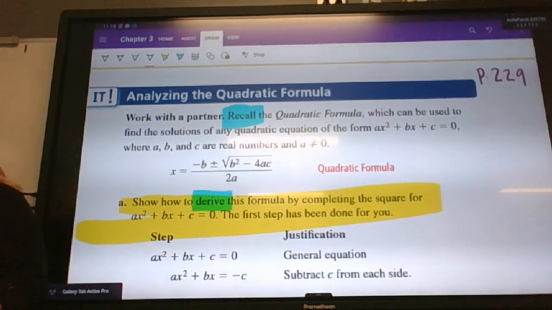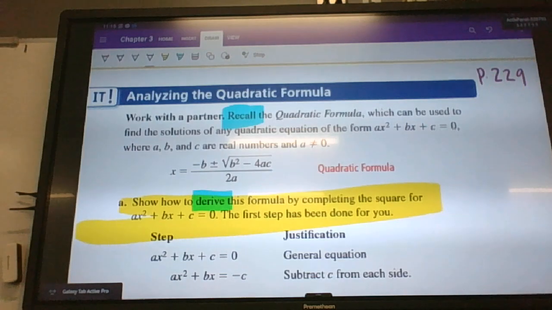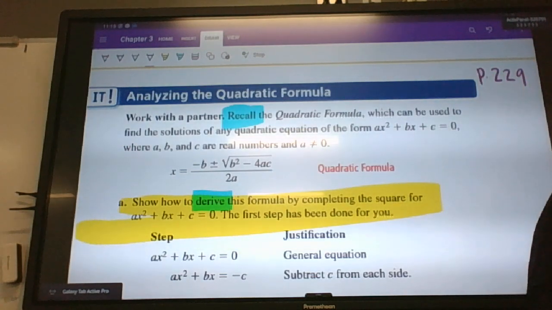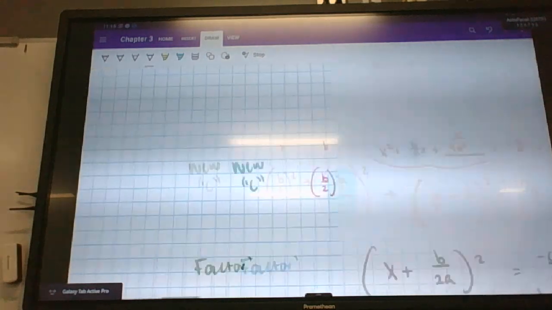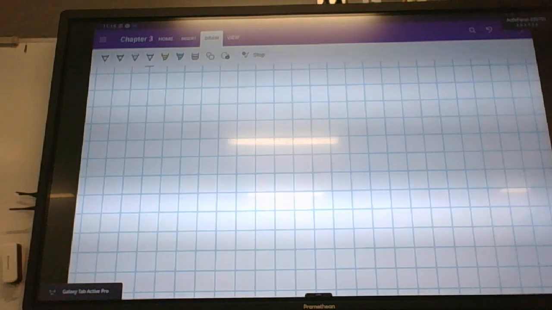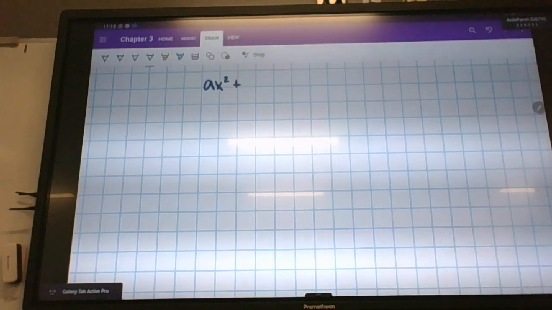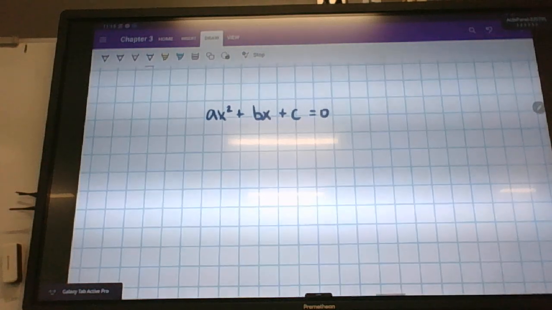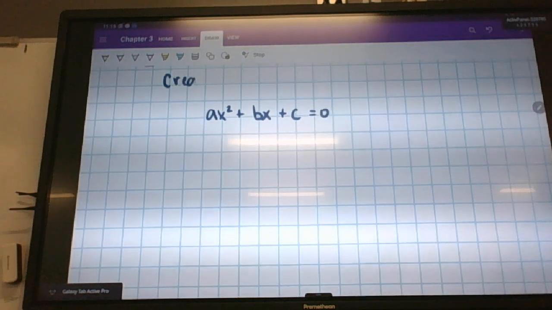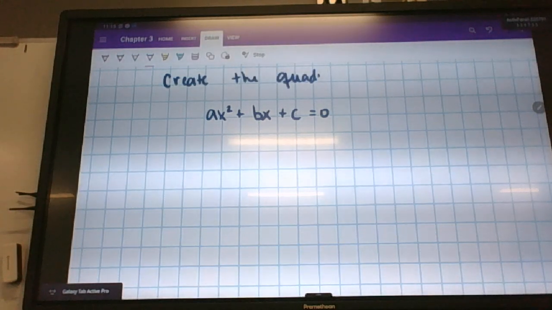For some of you, you'll hang in there until you get about halfway, and then you're going to say, no way, I hate this, I'm not writing anymore, and that's okay. Hang in there halfway. Some of you will make it the whole way. Let's go. We're going to create the quadratic formula right now.